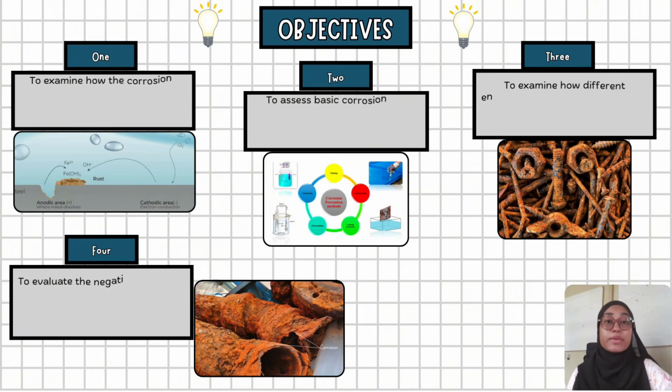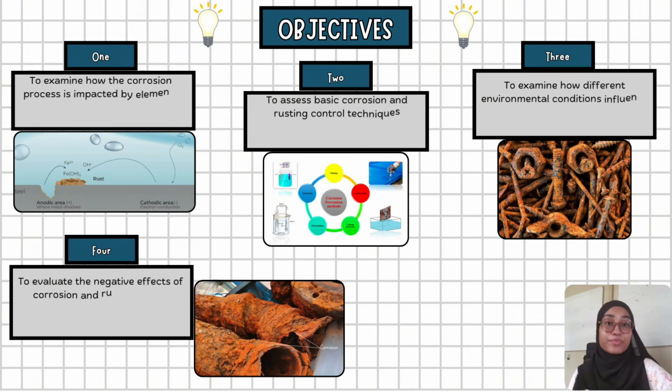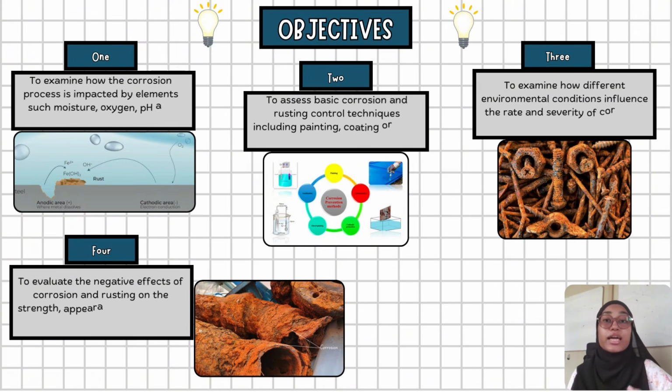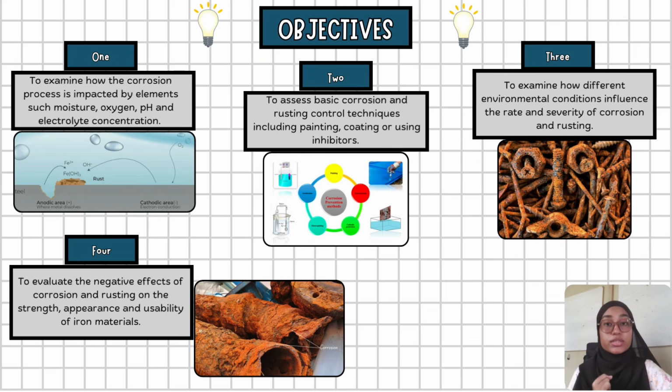I am going to explain about the objectives of this study. First is to examine how the corrosion process is impacted by elements such as moisture, oxygen, pH, and electrolyte concentration. Next is to assess basic corrosion and rusting control techniques, including painting, coating, or using inhibitors. Third is to examine how different environmental conditions influence the rate and severity of corrosion and rusting.